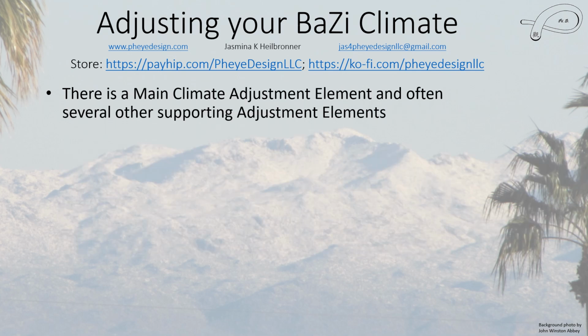In this article that I quoted earlier, the one that I'm primarily using, there is usually a main climate adjustment element that is one of the 10 gods, and often there are also supporting adjustment elements. Sometimes they are supporting the main climate, sometimes they're adjusting, also having some effect on the daymaster. So it can be either one.